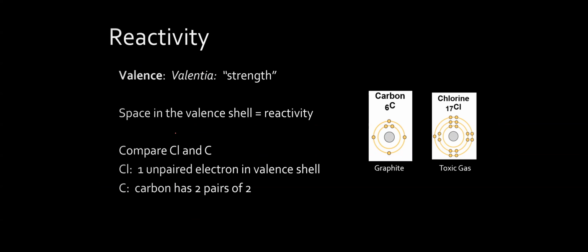You can compare, for example, chlorine and carbon. Carbon forms graphite. You know, you can draw with the pencil; that's what graphite is in the pencil. It's not very reactive. It's very safe. Whereas chlorine, because it has that one unpaired electron, that odd number of electrons in its valence shell, is very, very reactive, and that's why it's toxic. Basically, anything that chlorine bumps into, it's going to strip an electron from. That's going to cause other things to be reactive, and that can cause a chain reaction.